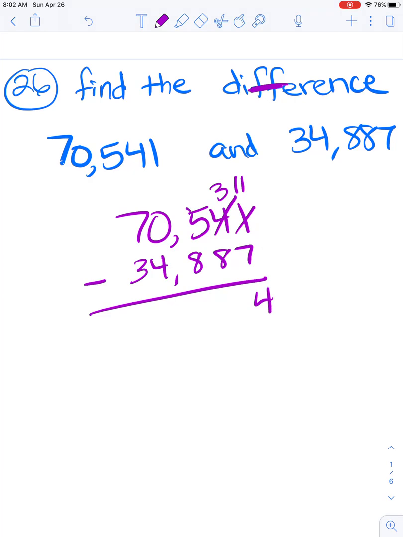If I have 3, can I take away 8? Nope. Go next door and get 10 more. Instead of 5, I have 4. Bringing that 10 over, now I have 13. 13 minus 8 is 5.